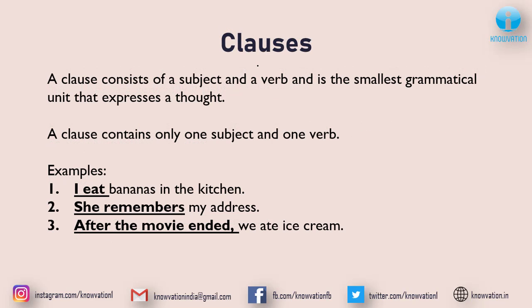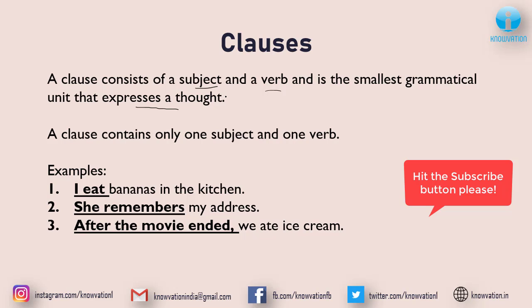Coming to clauses. Now a clause consists of a subject and a verb. इनमें subject भी होता है, verb भी होता है, and it is the smallest grammatical unit which expresses a thought. Phrase में ज़रूरी नहीं है कि thought हमें complete मिले, but clauses can complete a thought. A clause only contains one subject and one verb. Okay, so that also is important.